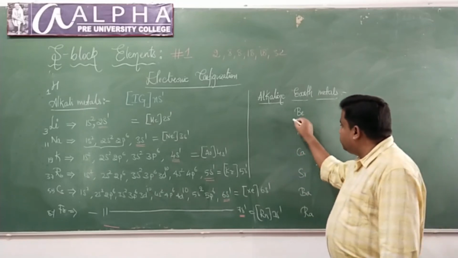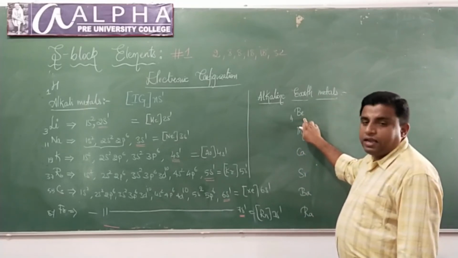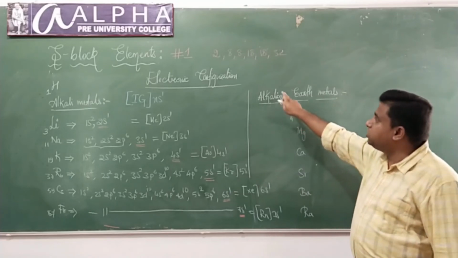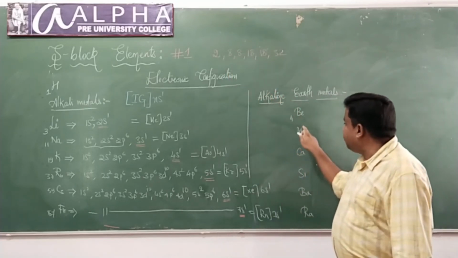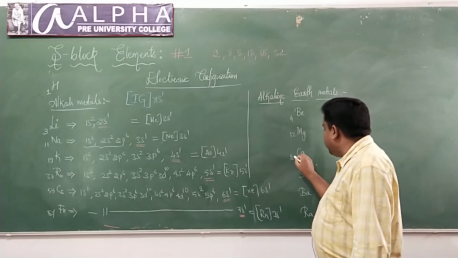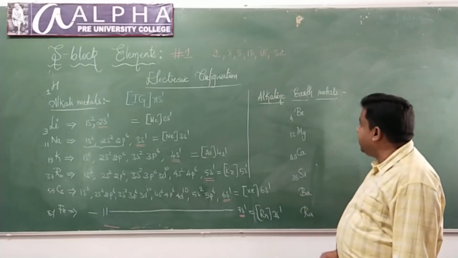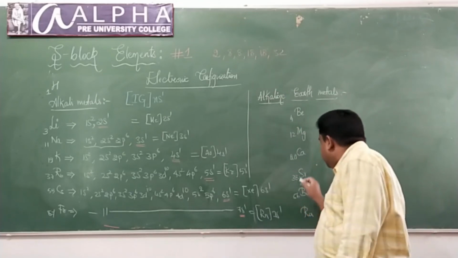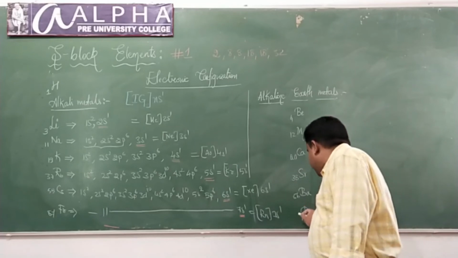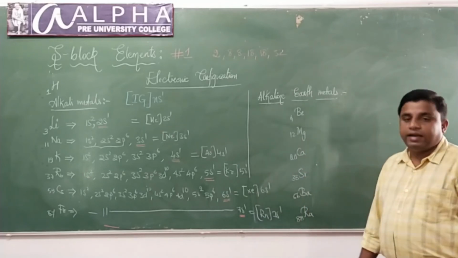Beryllium is 4. This is a second period element, so if you are starting with second period elements, you have to start with 8. Add 8: 4 plus 8, 12. Then add 8: 12 plus 8, 20. 20 plus 18, 38. 38 plus 18, 56. 56 plus 32 is 88, isn't it? Is this correct?